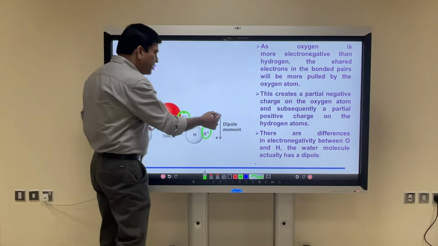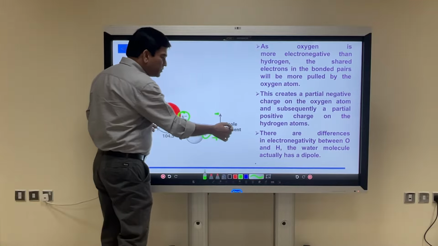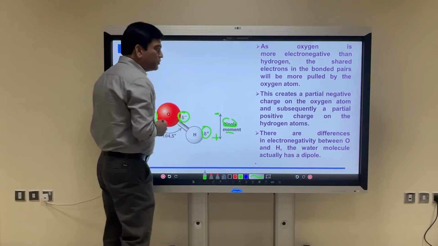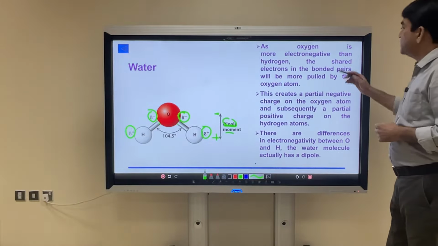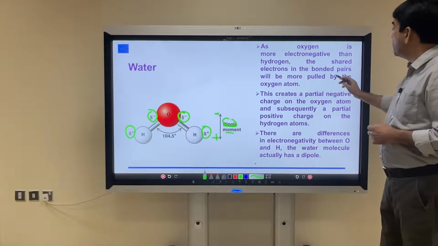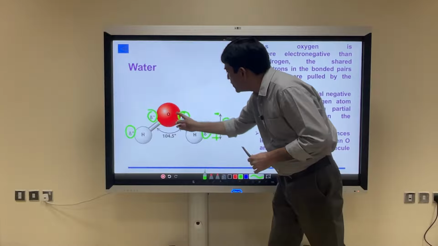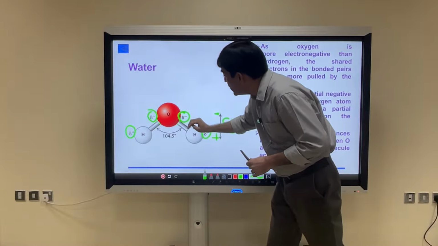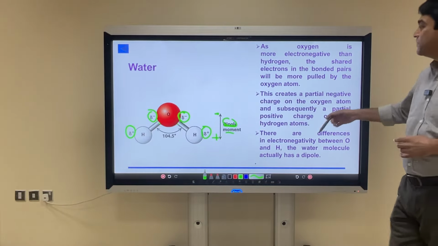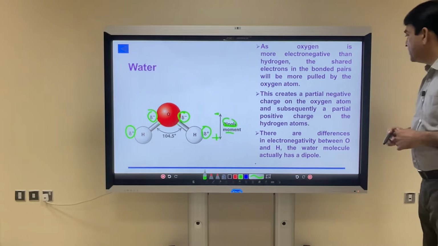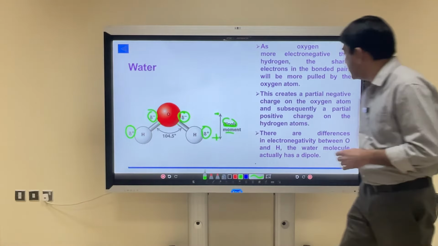So on one side you have a negative end and on the other side a positive end, and that is why water is considered to be a dipole. Oxygen is more electronegative than hydrogen, so the shared electrons in the bonded pairs are pulled more by the oxygen atom. The oxygen atom attracts the shared pair of electrons in a covalent bond towards itself. This creates a partial negative charge on the oxygen atom and a partial positive charge on the hydrogen atom.